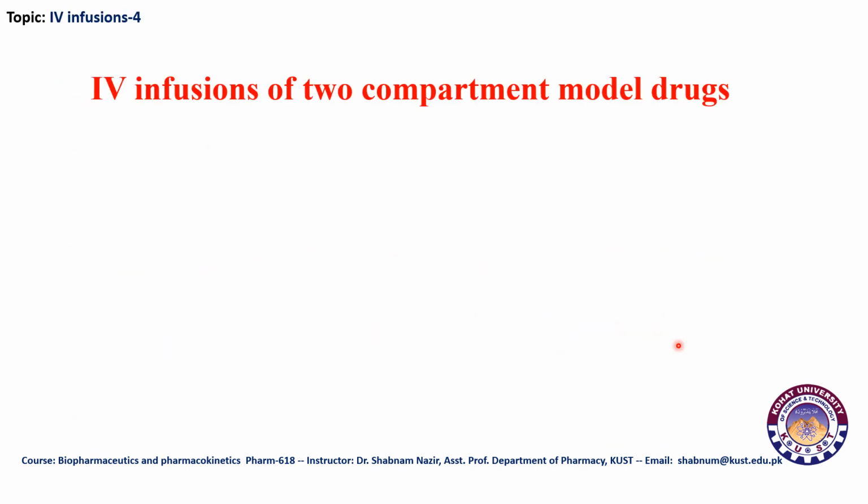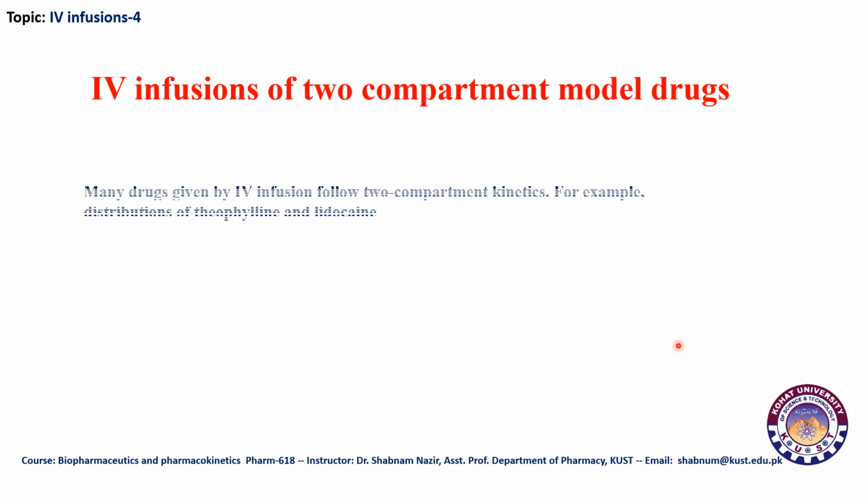Intravenous infusions of two compartment model drugs. Two compartment model drugs, as you know, are followed by the drugs which are sufficiently lipophilic. Like in the case of the one compartment model, steady state level would be achieved rapidly, and the reason is that the drug is not that much distributed into the peripheral tissues, so it would take less time to come into the redistribution phase and gain its equilibrium back.